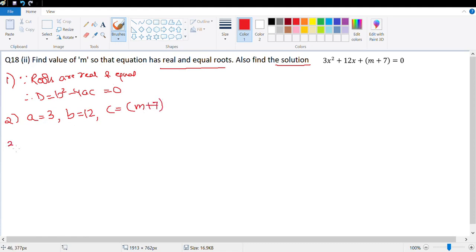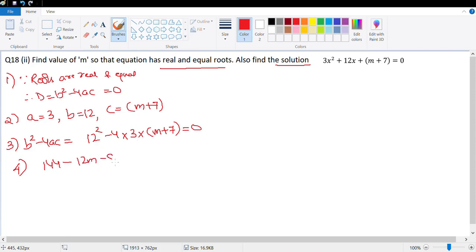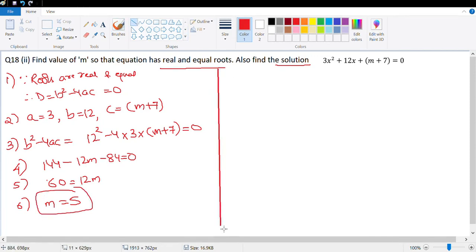Let's substitute values. So b square minus 4ac is equal to 12 square minus 4 into 3 into (m plus 7). And this is equal to 0. This gives us 144 minus 12 into m, that's negative 12m, minus 4 into 7, that's negative 84, is equal to 0. This gives us 144 minus 84, that's 60, is equal to 12m, which means m is equal to 5. So we figured out the value of m for which this given equation will have real and equal roots.